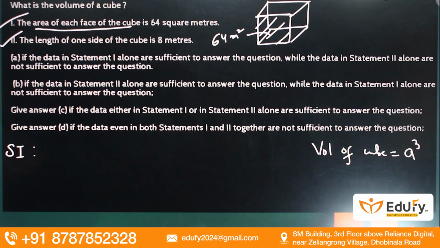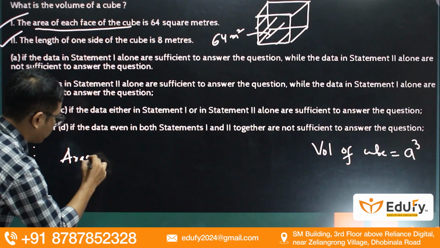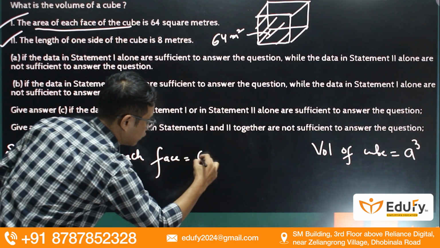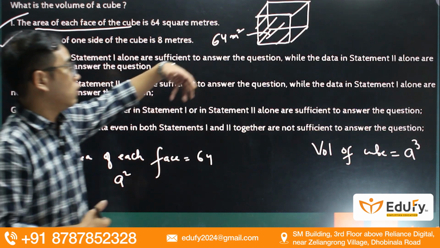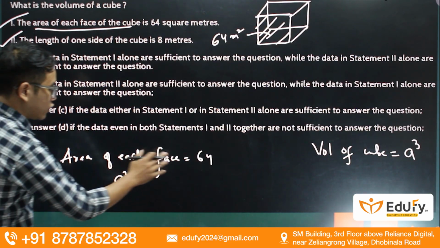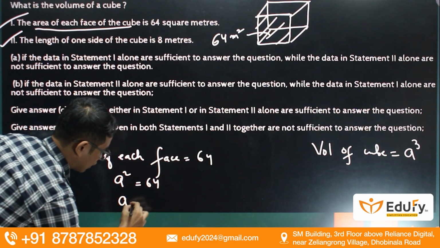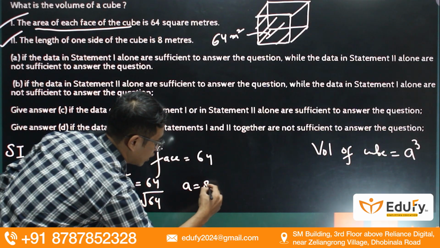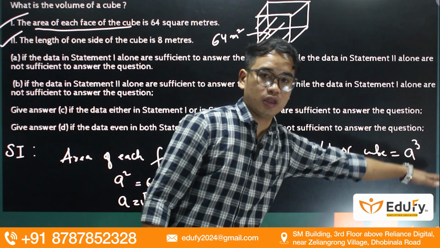So in statement 1, the area of each face of a cube, which is a square shape, is 64. That means the formula should be a squared, because each face of a cube is a square with all sides equal. So a squared is equal to 64, and if I shift this, a is the root of 64, so the value of a is 8. Once I know a, I just put it in: 8 into 8 into 8, which is 512.